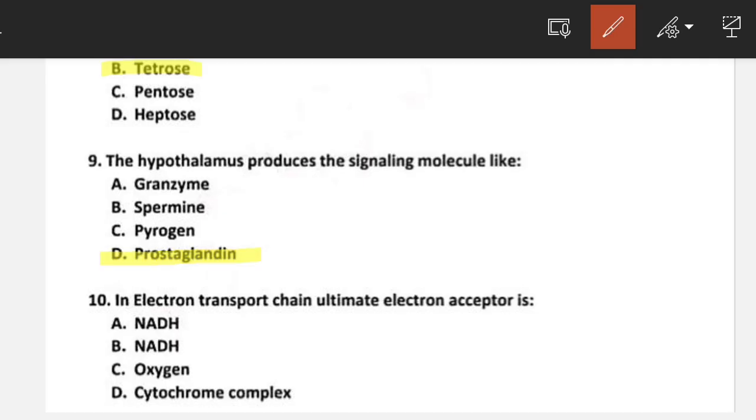And question number 10 is, in electron transport chain, the ultimate electron acceptor is option A is the NADH, option B is the NADH, option C is the oxygen, and option D is the cytochrome complex. So here the ultimate electron acceptor in electron transport chain is oxygen. Ultimate means last, oxygen has to gain those electrons.